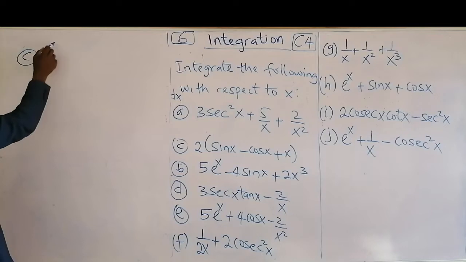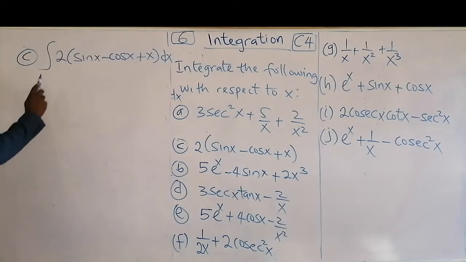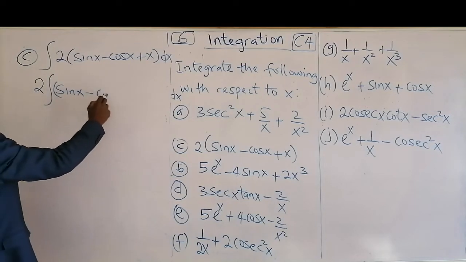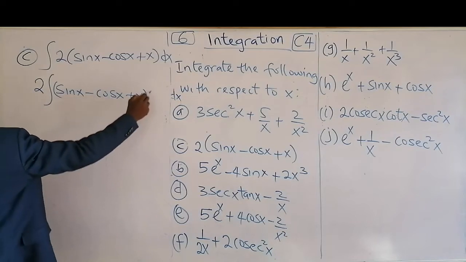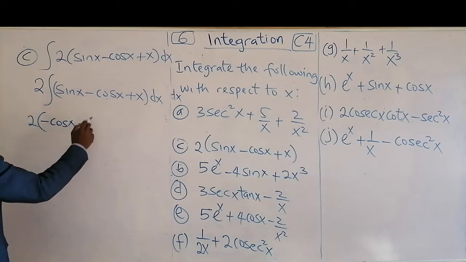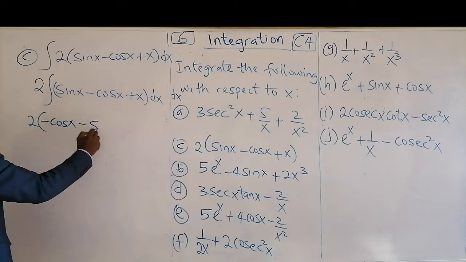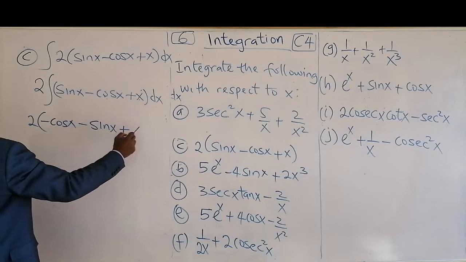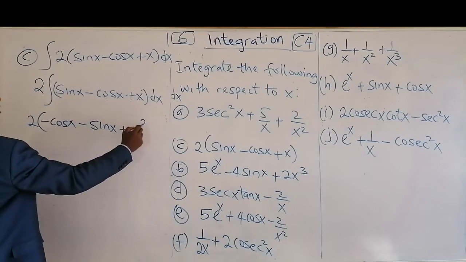For the c part, we integrate. This 2 can go outside, and that will be the integral of sin x minus cos x plus this, then dx. Then integral of sin x is minus cos x, minus cos x. Integral of cos is sine. And this is having power 1, so that will be plus x, 1 plus 1, that's 2.